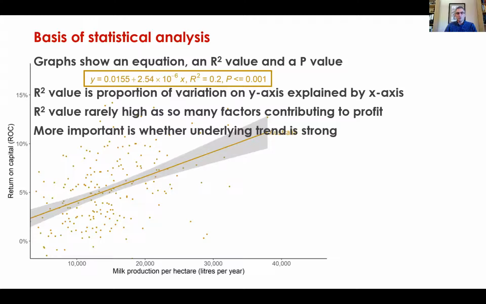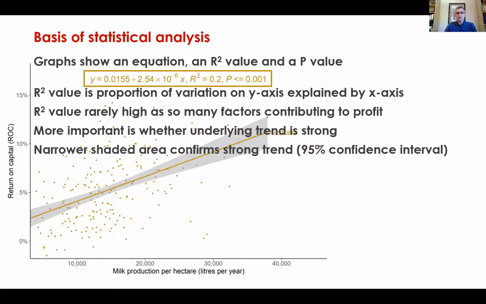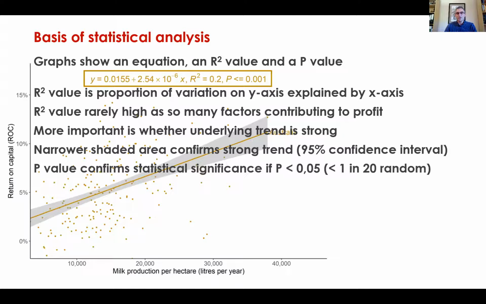The more important point is whether the underlying trend is strong and whether the association represents a causal relationship. Visually, this is seen in the graphs with a narrower shaded area around the trend line, which relates to a lower p-value. This shaded area represents a 95% confidence interval. For an association between two variables, typically a p-value of less than 0,05 is used as a threshold to determine its statistical significance. That is, there is less than a 5% chance that the association has occurred due to random variation.